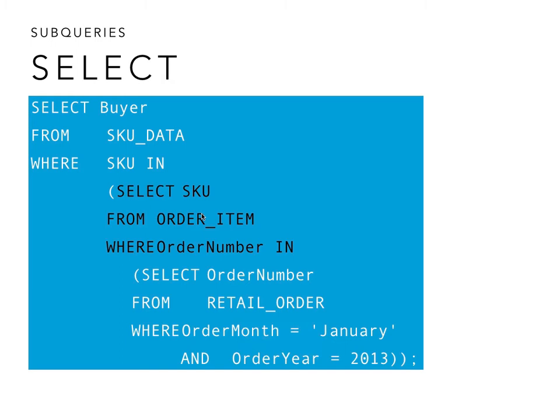Yeah, so we're trying to find the buyers who made retail orders in January of 2013. Because our database is designed as it is, we've got to link all three tables together to answer that question, and this is the way to do it using subqueries. You see how these are each from a different table: retail order, order item, and SKU data.